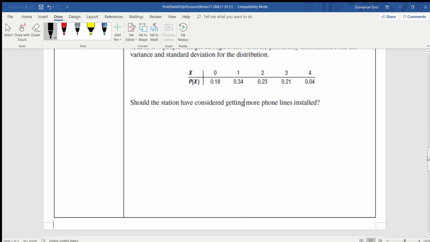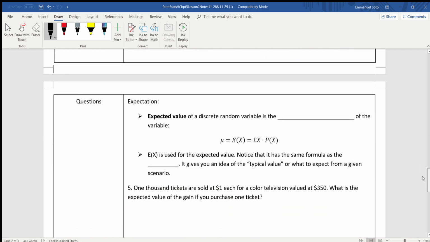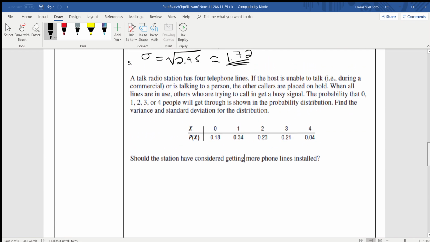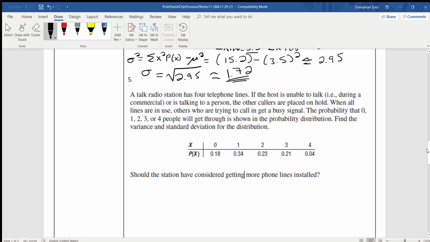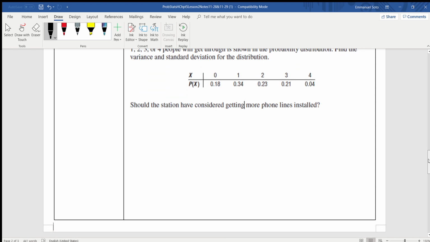Alright, so then the last example, I believe, for variance and standard deviation. So we have a probability distribution, and it looks like X stands for the number of telephone lines. Actually, it says the probability that 0, 1, 2, 3, or 4 people will get through. So X is the number of people that will get through, and then P is the probability. So they want us to find the variance and standard deviation.